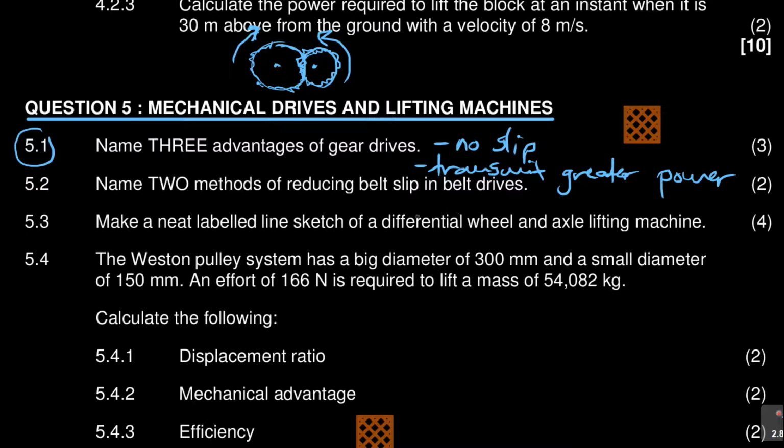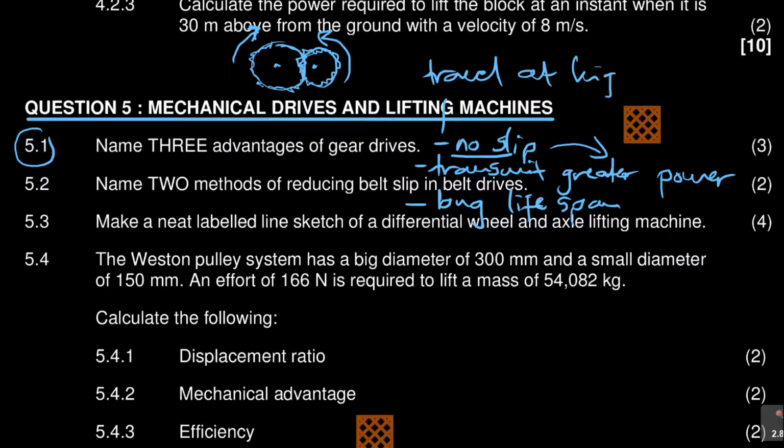And then also, because they don't have slip, actually the most important answer that I usually use is they don't have slip. Now because of that, number 1, greater power. Number 2, they've got a longer lifespan, because slip actually reduces the lifespan of belts. There is a longer lifespan, you see now. So these 3 actually are sufficient. And then another thing is they can travel at high speeds.